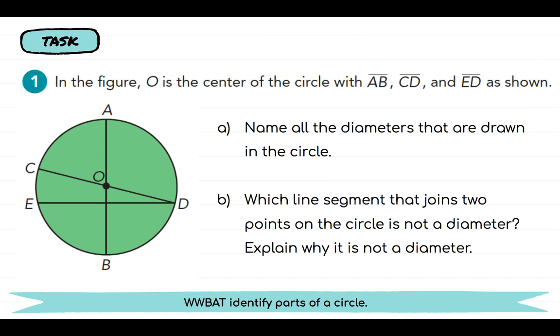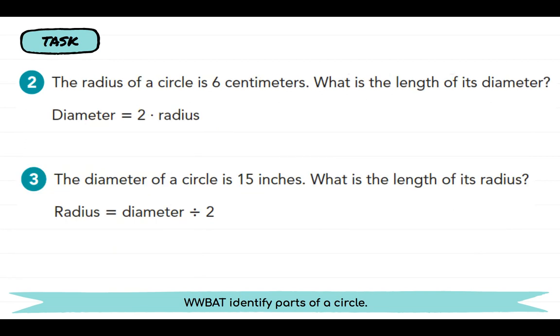So you're going to move on to the task. Task number 1: in the figure, O is the center of the circle with the line segments shown. You're going to name all the diameters that are drawn in the circle, and you're going to answer which line segment that joins 2 points on the circle is not a diameter. Explain why. If you need to go back and refresh your memory, that is fine. And then you're going to answer these 2 questions, and I will see you in just a moment.